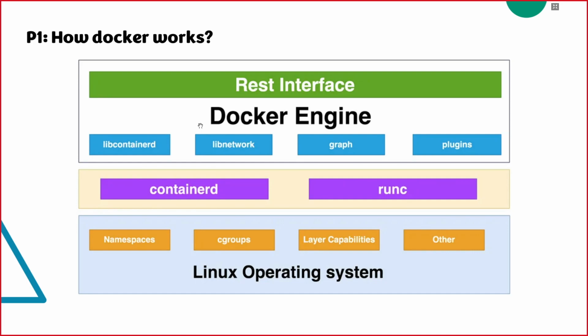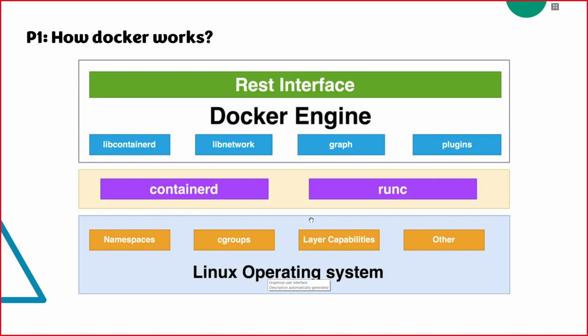So what does the Docker engine do actually? It connects to containerd and runc. So the picture changed, because now we know containerd and runc do this work to create a container. Why? Because this is the layer which speaks to our operating system.